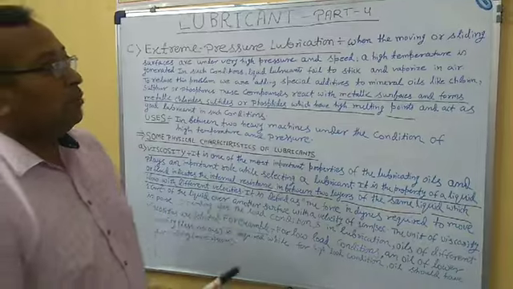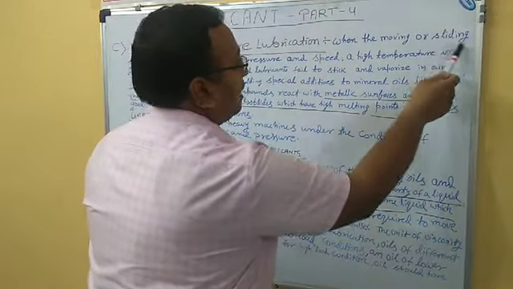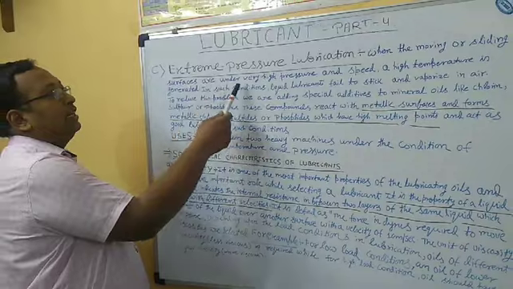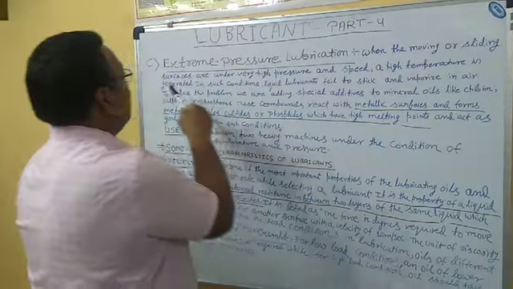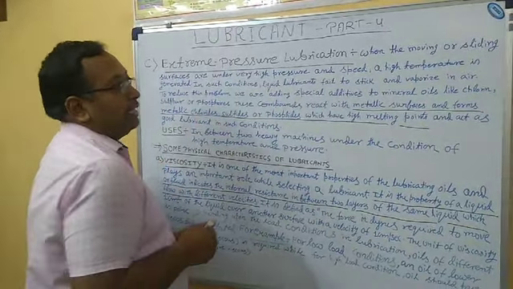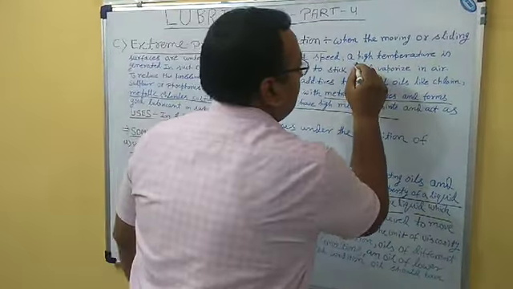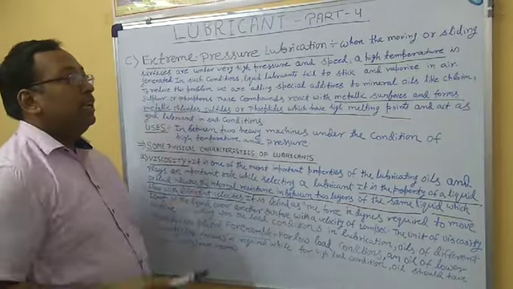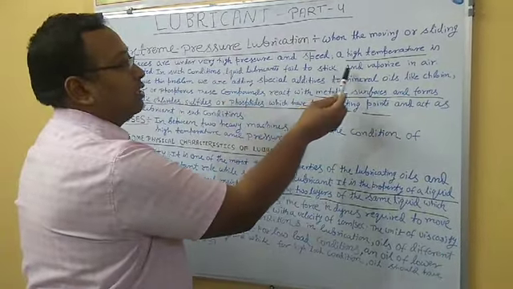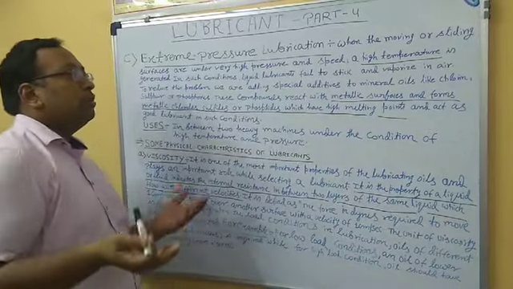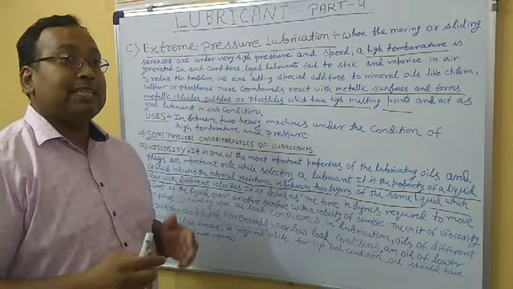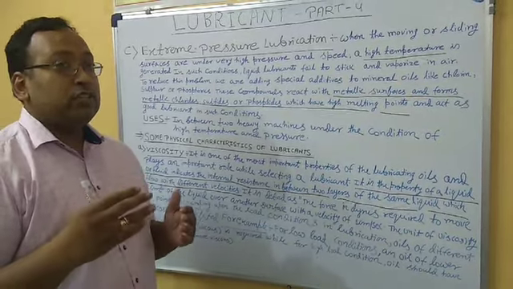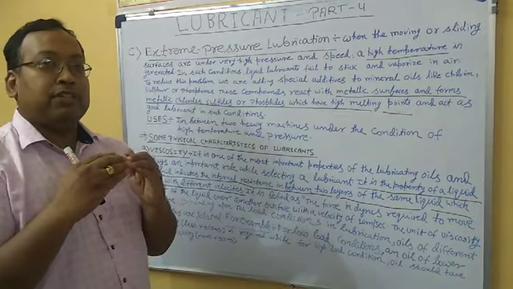Now you can see on the board, when the moving or sliding surfaces are under very high pressure and speed, a high temperature is generated. So the most important thing is this high temperature. In such conditions, liquid lubricants fail to stick and vaporize in air. So liquid lubricants fail to stick and leave the surface. And if they leave the surface, then in that situation what happens? The machine parts come under contact and friction will start.